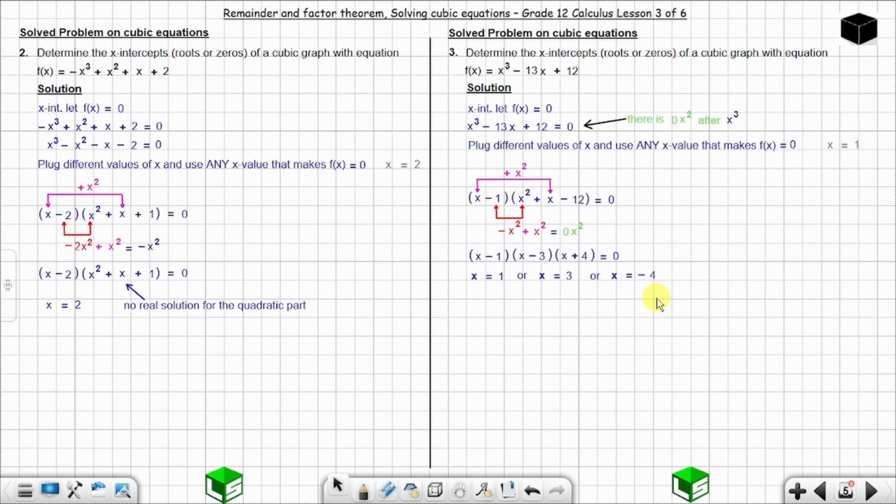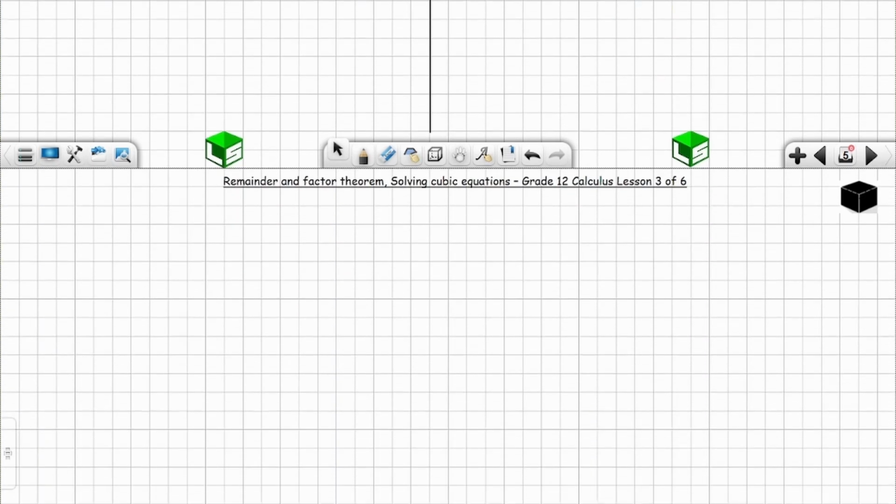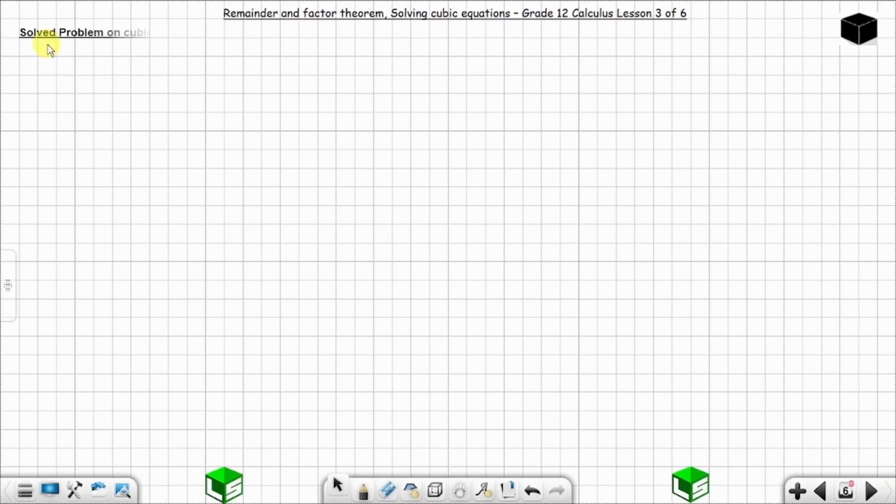So if you sketch this graph on a Cartesian plane, you are going to have your x-intercept at 1, at 3, and at negative 4. We're still solving problems on cubic equations. Now it's question 4.